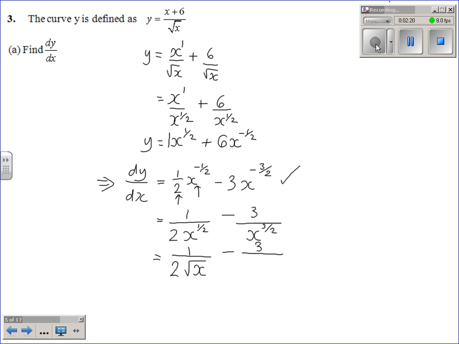The 3 stays on the top here, and on this term, we can think how many whole ones have we got here, if you like, in terms of the indices. So 3 over 2, we've got 1 whole one and then a half left over, and 1 and a half add up to be the 3 over 2. So if we keep going, we've got 2 root x minus 3. We don't need to write that power of 1, so we just write x, and then x to the power of a half is the same as root x. So that's probably the nicest answer there. So we've got 1 over 2 root x minus 3 over x root x, and you're done.